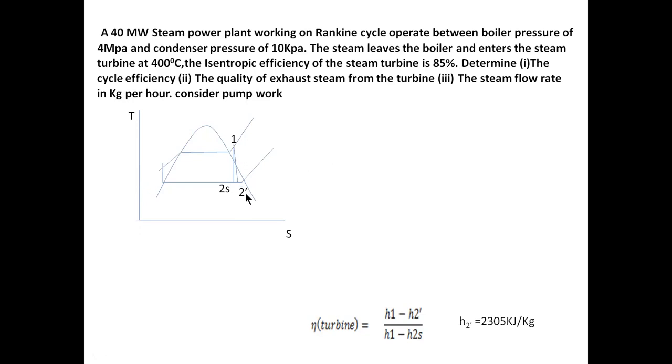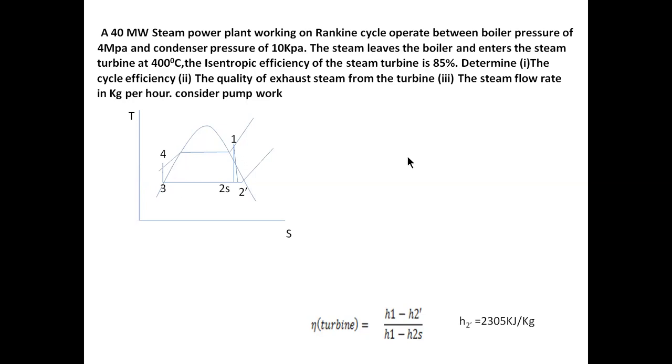1 to 2 dash is the actual process, because here the turbine efficiency is given as 0.85. The actual process is from 1 to 2 dash. 2 dash to 3 dash is the condensation process. 3 to 4 is the pump work. 4 to 1 is the heat addition.